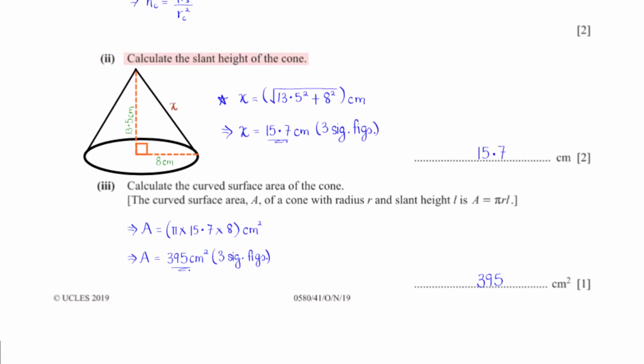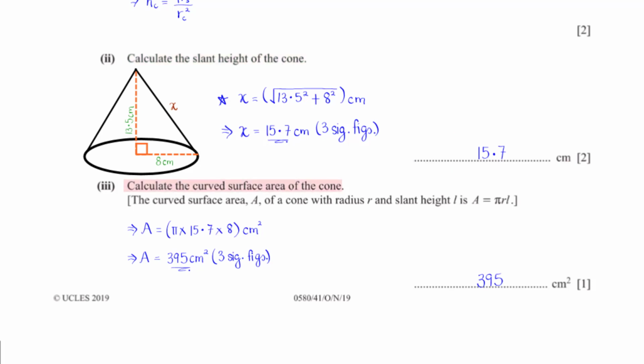Calculate the slant height of the cone. We know the height and the radius of the cone, and so to find its slant height, we can apply the Pythagoras theorem. This gives us x equals the square root of 13.5 squared plus 8 squared. When we type this into the calculator, we get 15.7 centimeters, correct to 3 significant figures.